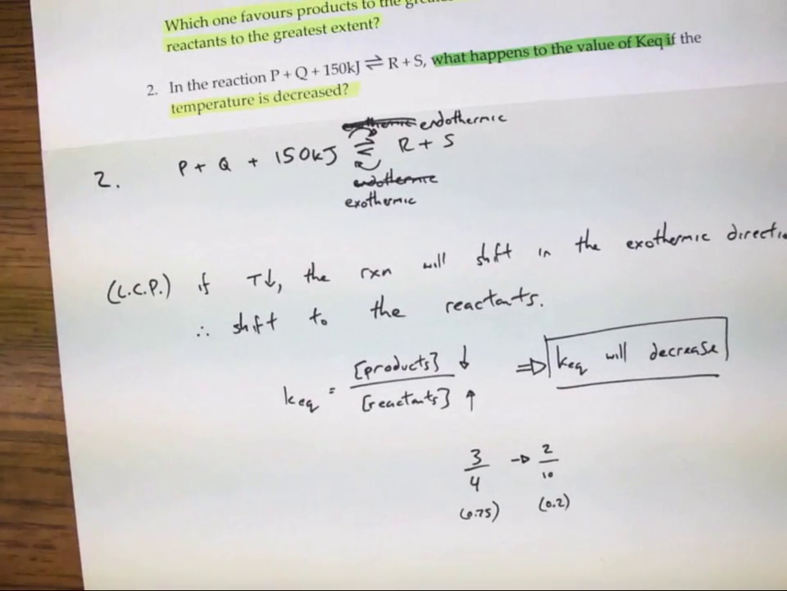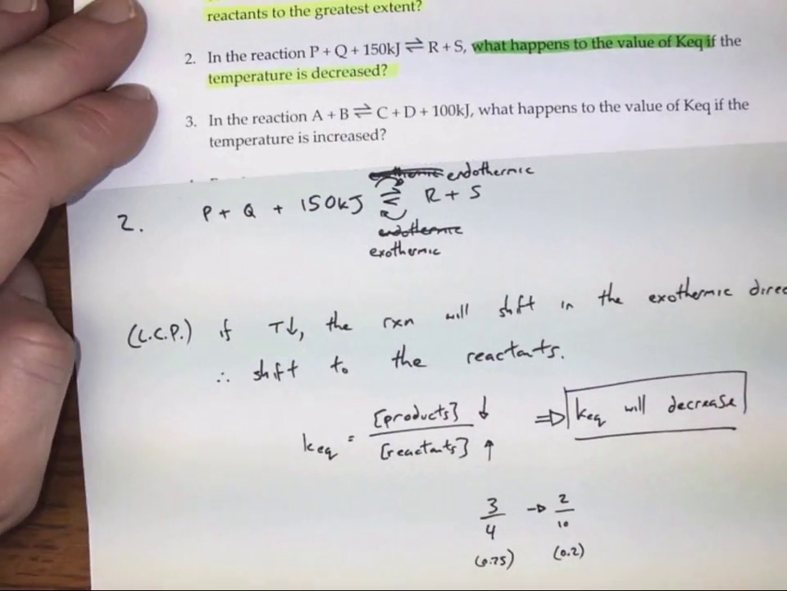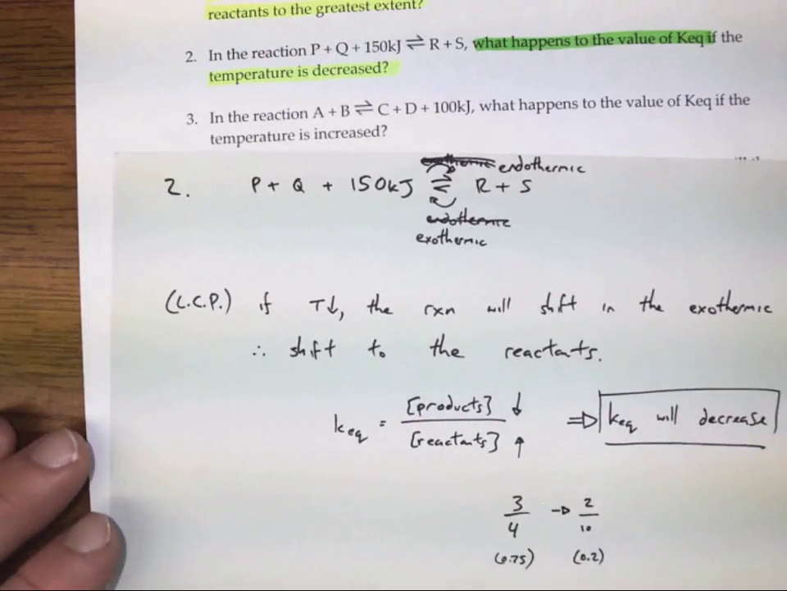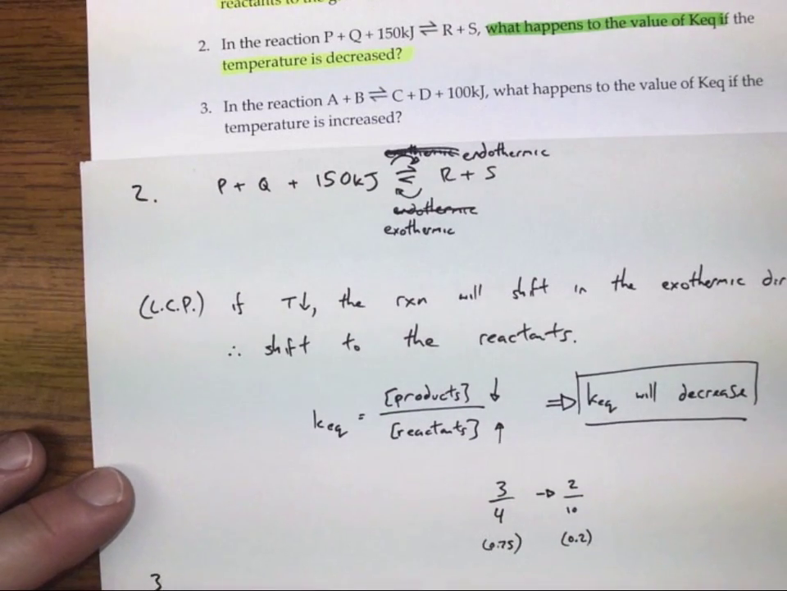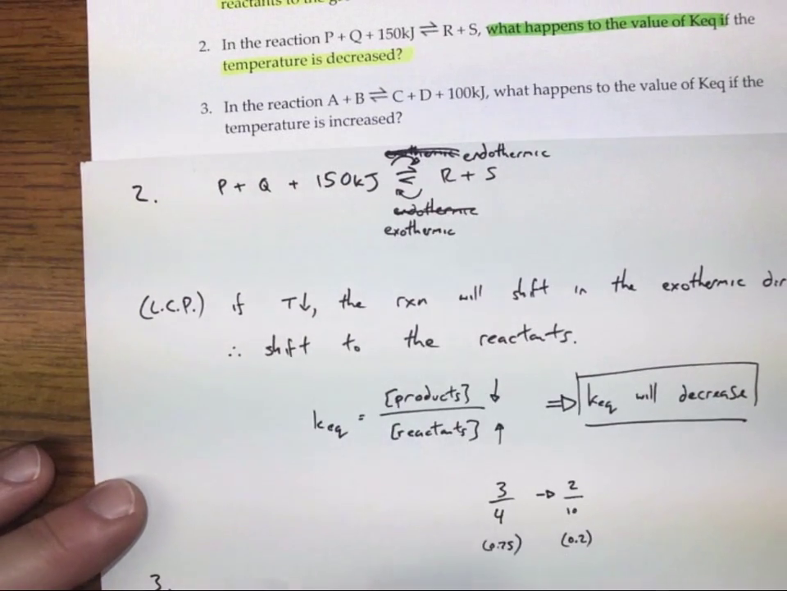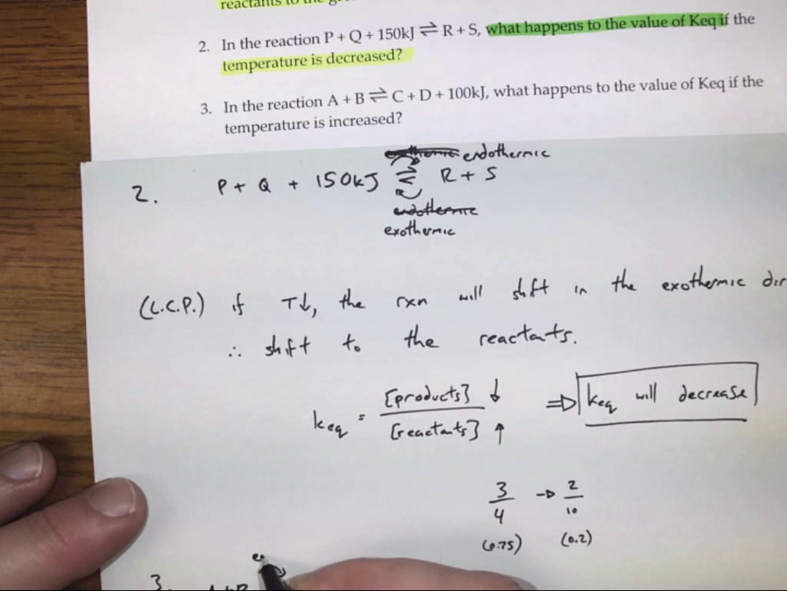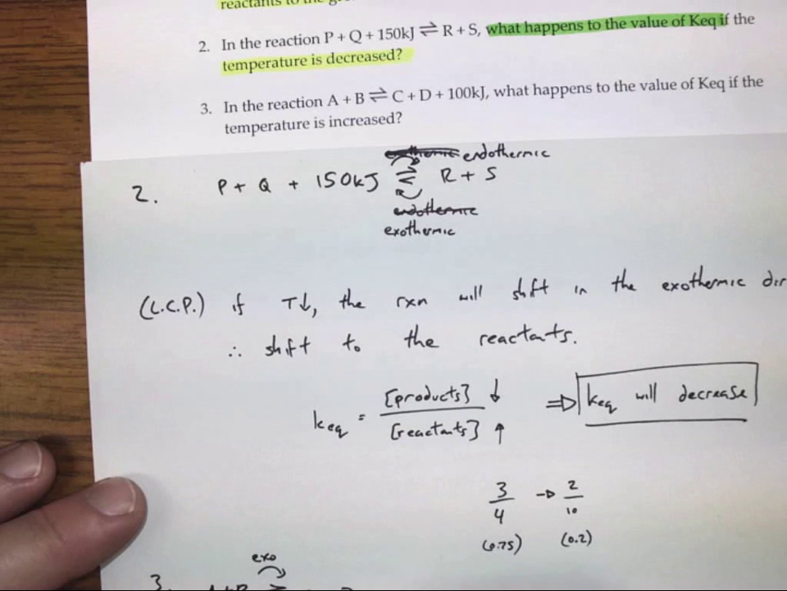All right, let's see if we can use that reasoning to make it through question 3. So again, we've got another reaction, and we can see that this reaction is exothermic in the forward direction, and the backward direction is endothermic, because energy is a product that's produced by this reaction.